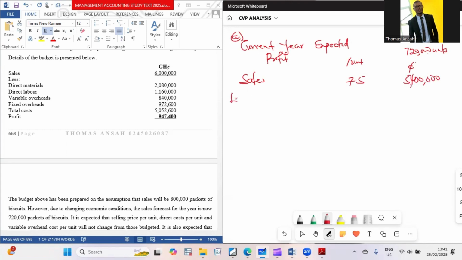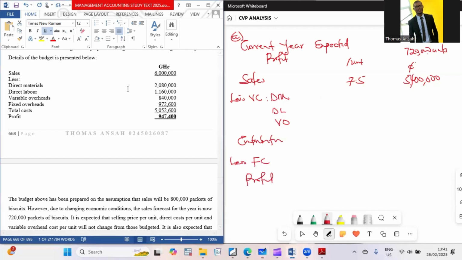Then I'll less my variable cost. The variable cost, I have direct materials, direct labor, variable overheads, so that I will get contribution. Then I'll come to less this cost. Then I'll get my profit. So this is what you are doing. So this one is 2080 under 800. What's the price? 2.6. But we are doing this quantity by 720. So it's like flexing.